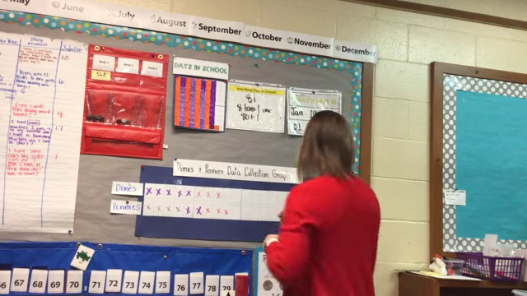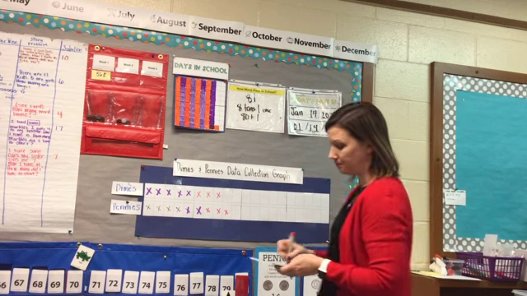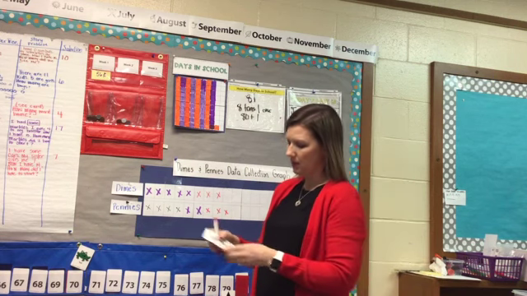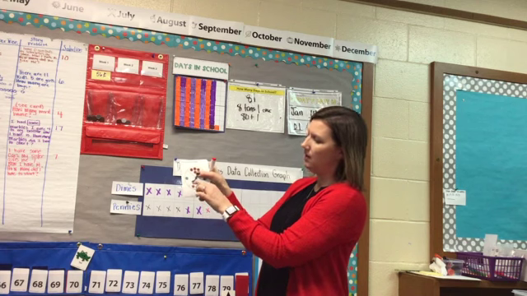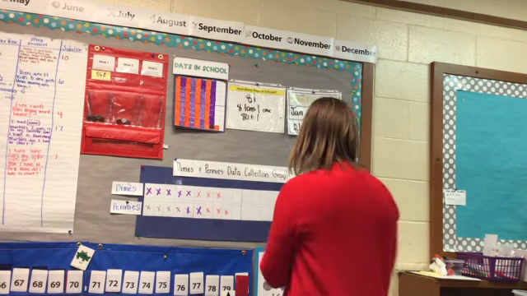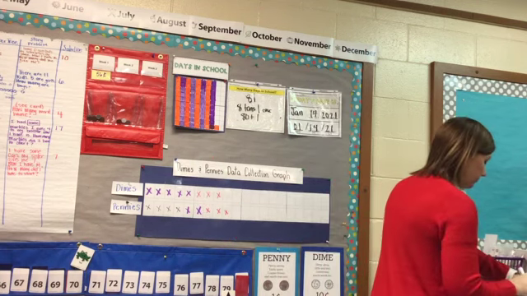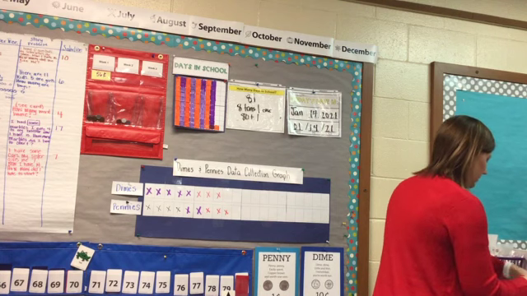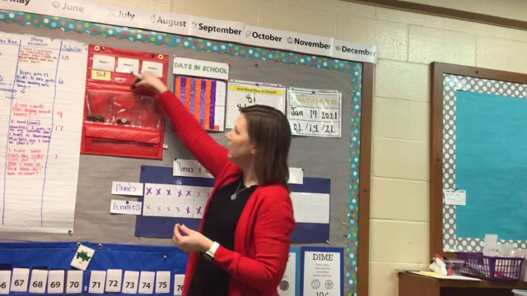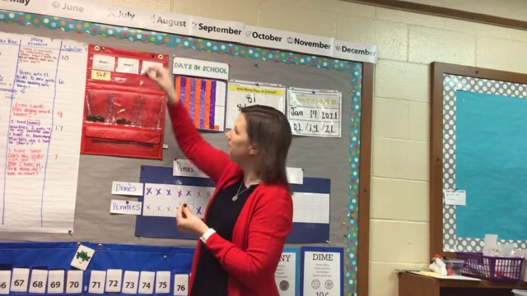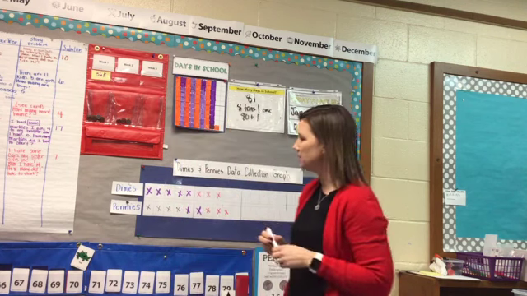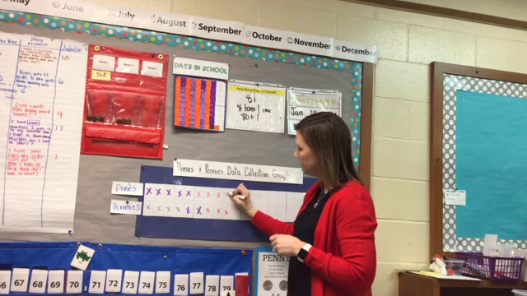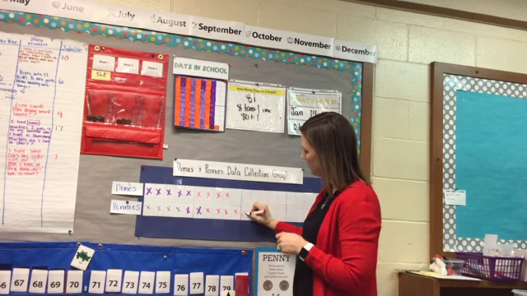Okay. Now let's spin for today. Today is 2 pennies and 1 dime. So 10, 11, 12 cents. So I have 1 penny, another penny, and a dime. So now we'll chart that. 1 dime and 2 pennies.